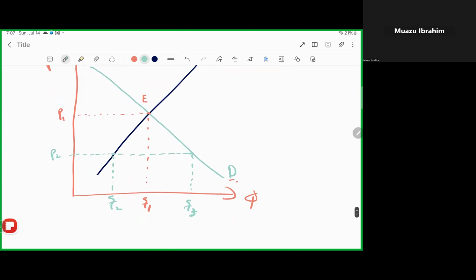Let me just denote, this one is the same thing as the quantity supplied, and this one is the same thing as the quantity demanded, as you can see. And this is the equilibrium quantity.